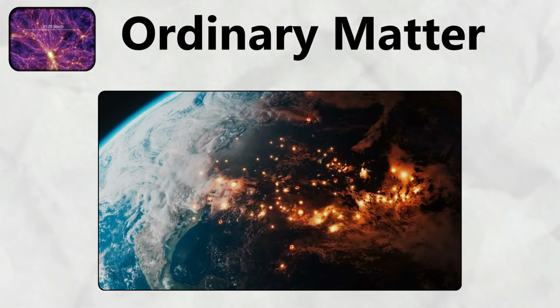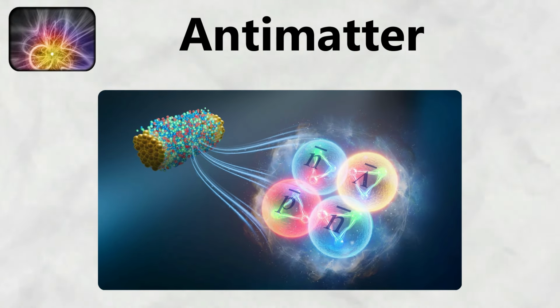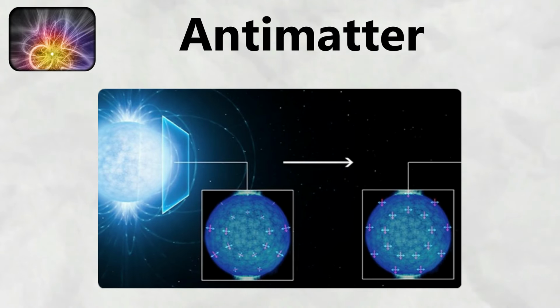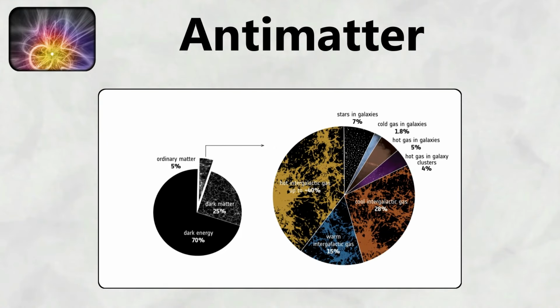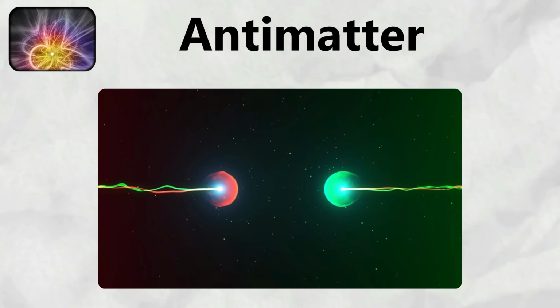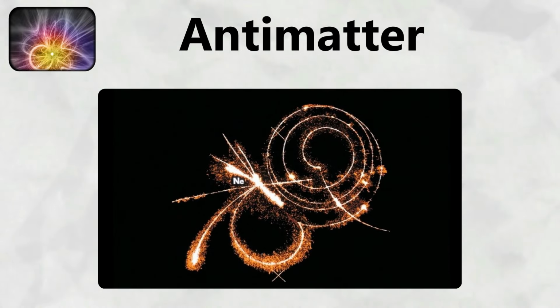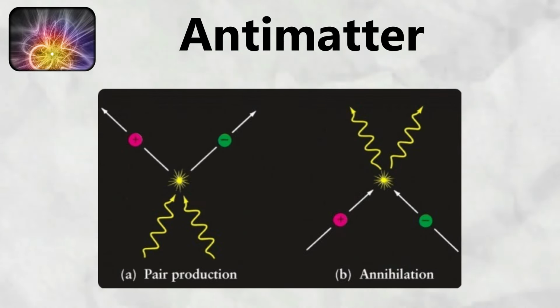power and weapons. Antimatter. Antimatter consists of particles that have the same mass as ordinary matter particles, but carry opposite electric charges and other quantum properties. For every type of particle in ordinary matter, there exists a corresponding antiparticle with reverse characteristics. When a particle and its antiparticle meet, they annihilate each other completely, converting their entire mass into pure energy, according to Einstein's equation E equals mc squared.